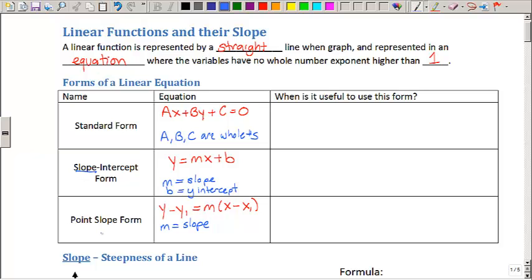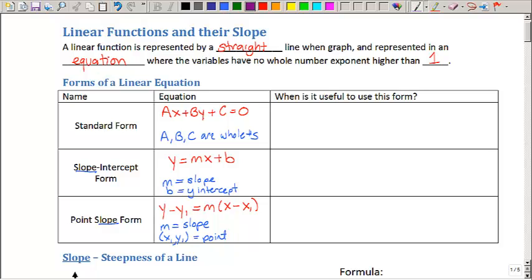Notice that both of these talk about having a slope in the form. The x1, y1, when put together as an ordered pair, gives me a point on the line. So these are the three forms of the linear equation. Today in our lesson we'll be graphing from these forms as well as writing equations from these forms.